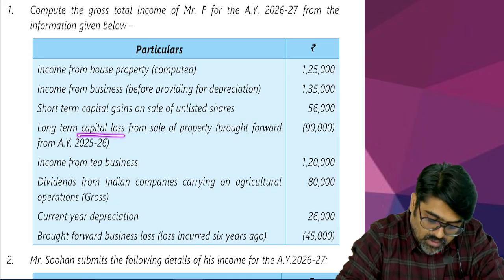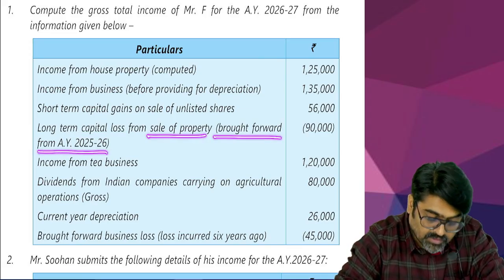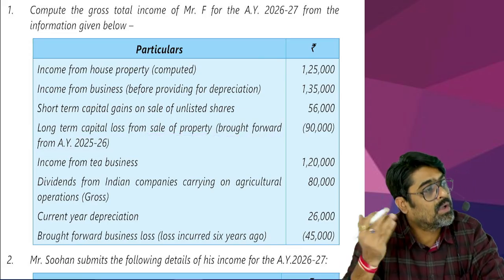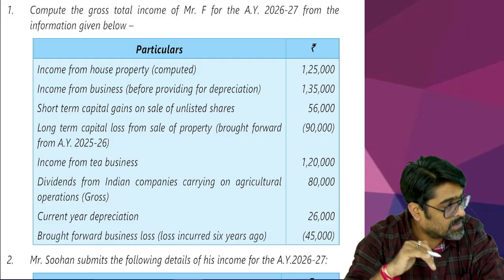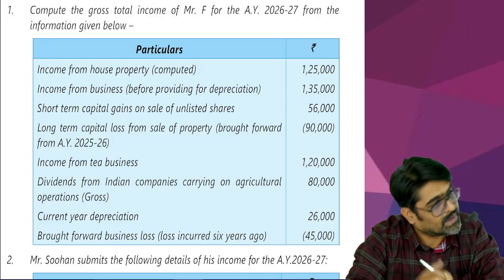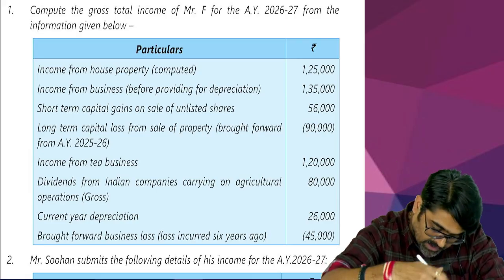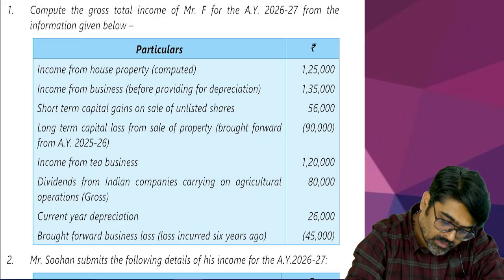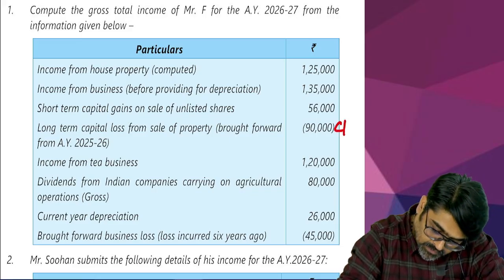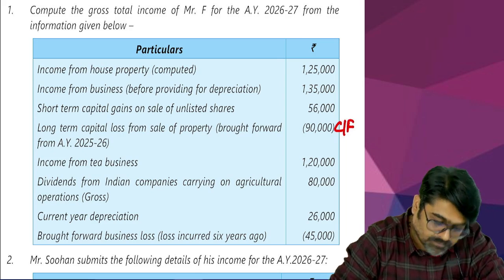Long-term capital loss from sale of property brought forward from assessment year. So last year long-term loss brought forward in this year will be set off in this year against any income or only long-term gain? Do you have long-term gain in this year? So this directly you will carry forward. Okay. Income from tea business.